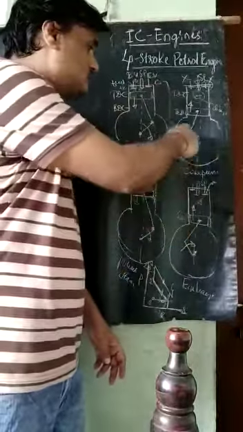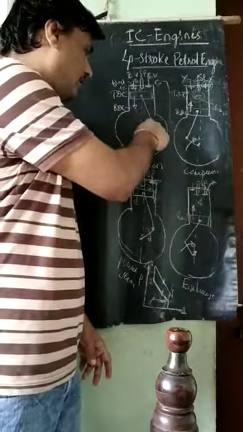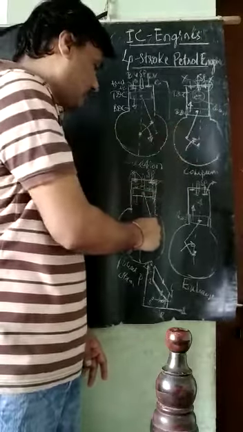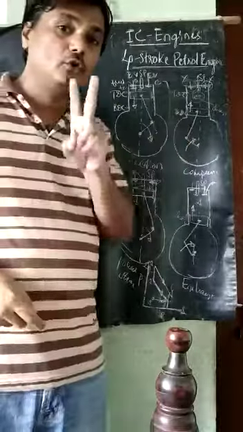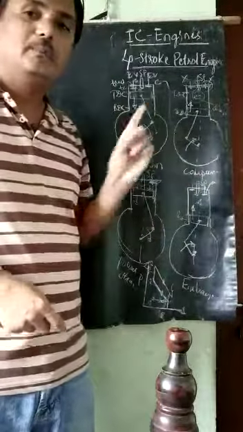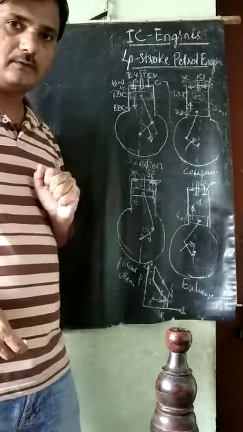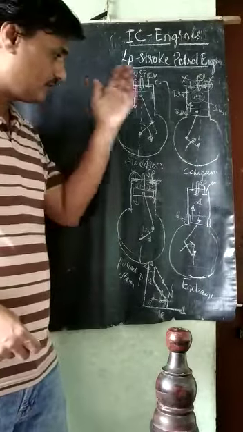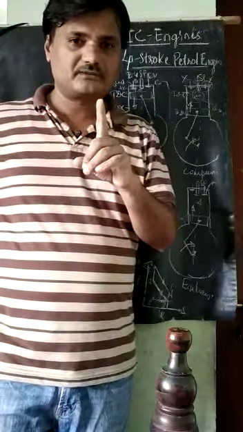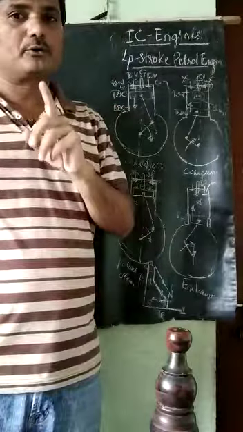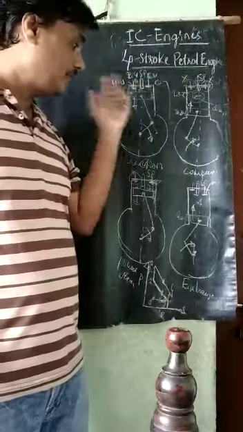In total, how many revolutions of the crank are taking place? Total 2 revolutions. Here it is a half, here a half, and again a half, again a half. That means 4 half revolutions, meaning 2 revolutions of the crank, but we are getting only 1 power stroke. Therefore, for 1 cycle there are 2 revolutions of the crank and 1 power stroke. In the petrol engine, there is the spark plug.